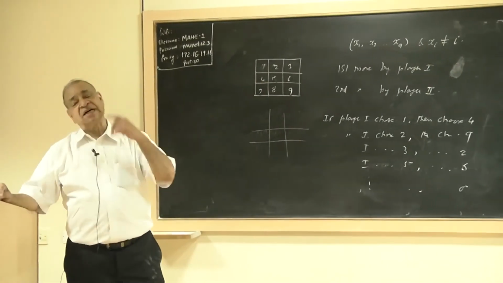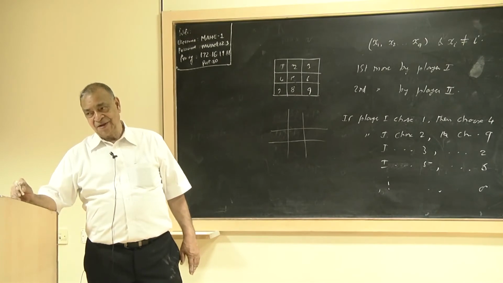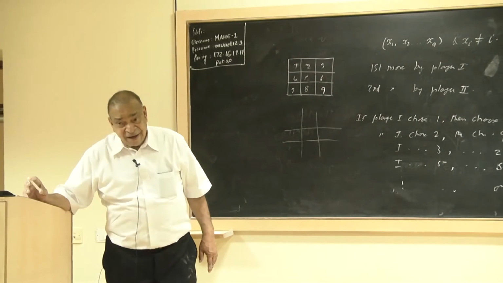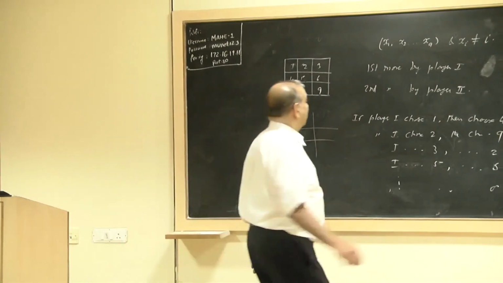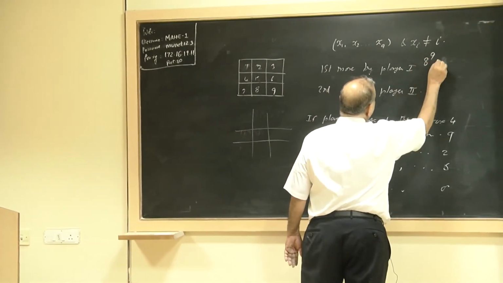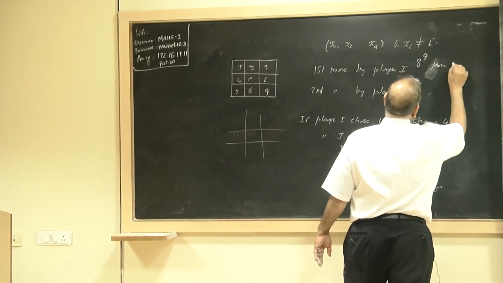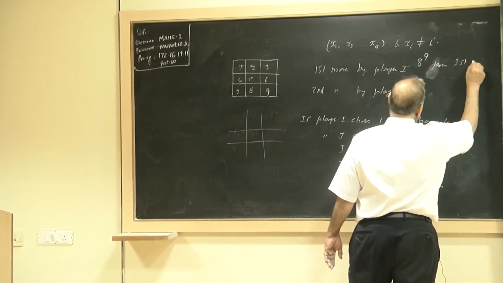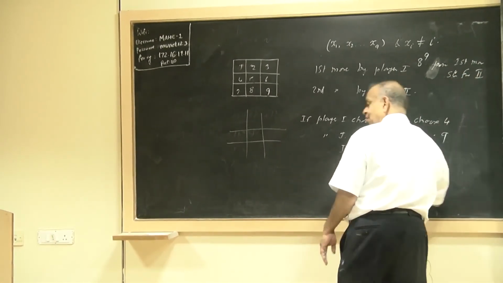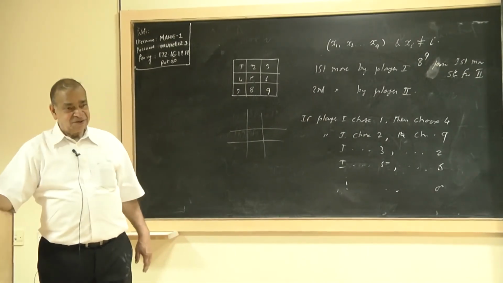So how many such vectors are there? 8 to the power 9. Each one can take only 8 values and there are 9 entries. 8 to the 9th possible first move strategies for player 2. For this stupid game, that many.